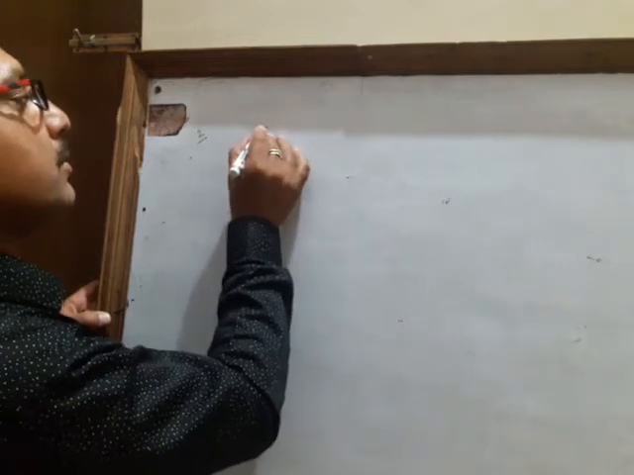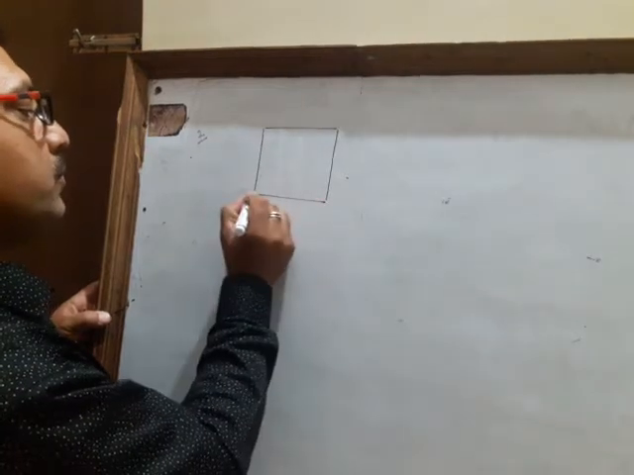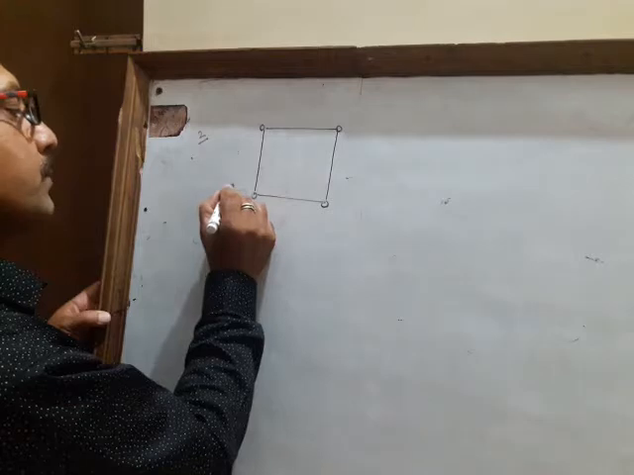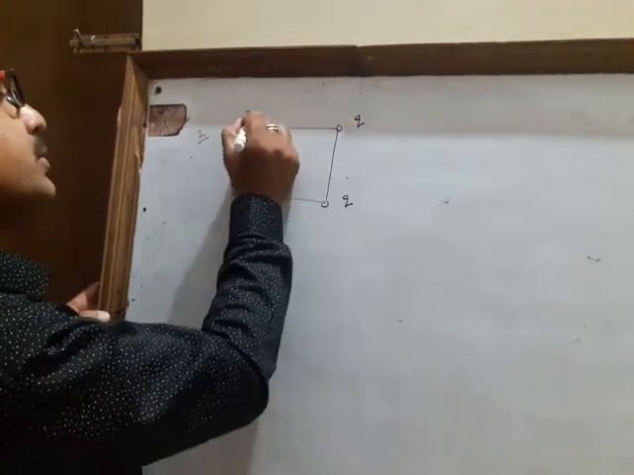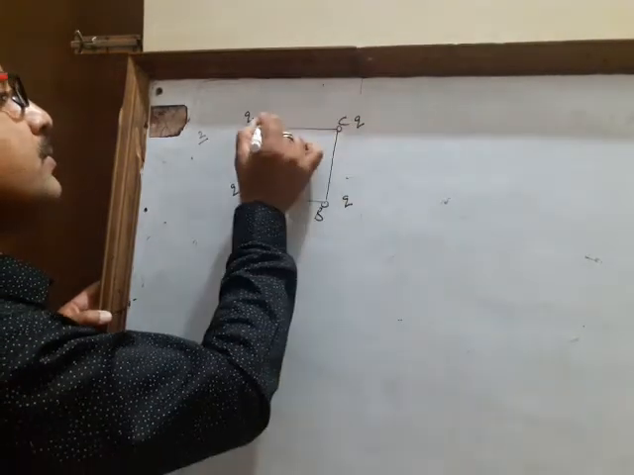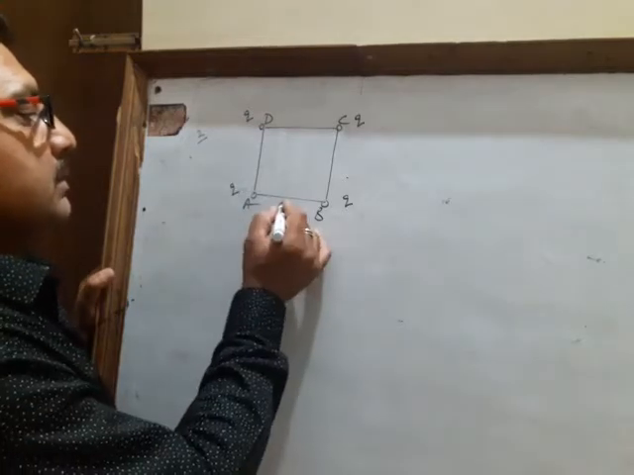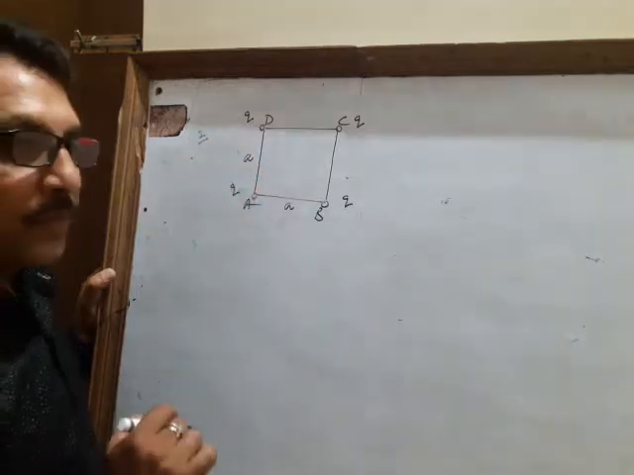There are 4 charges Q, all are positive, Q and Q and Q, kept at A, B, C, D, you can say, on the vertices of the square having side A.